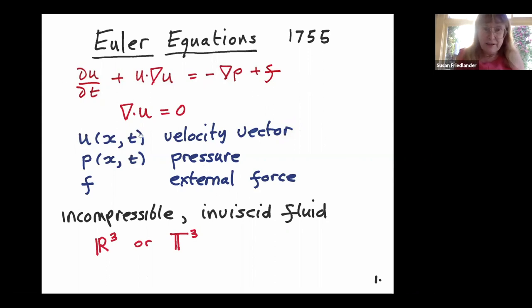Here they are written down, where u is the velocity vector, a function of space and time, p is a pressure scalar, a function of space and time, and there may be an external force. And these are the equations for an incompressible fluid, which mathematically means that the divergence of the velocity field is equal to zero throughout the motion.